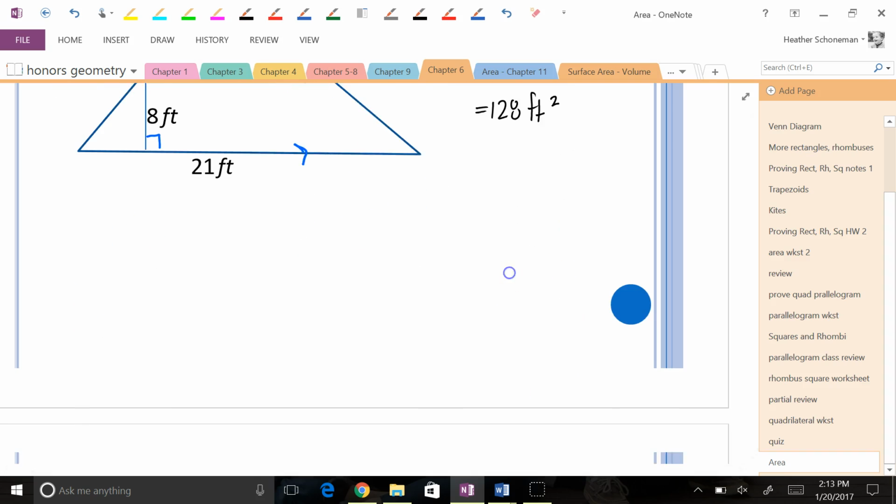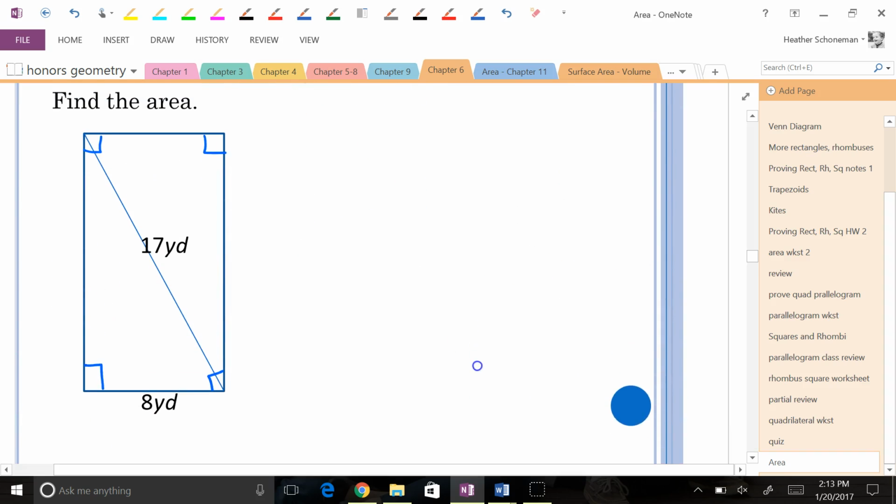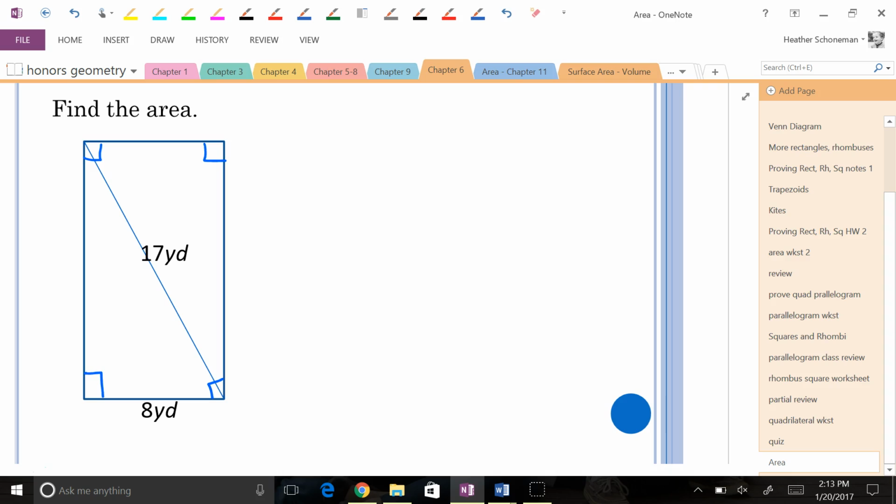Next example, example 5. Oh, you saw one like this first semester. This is a rectangle. We know the area of a rectangle is base times height. The base and the height always form a right angle. So were you given the base and the height? And the answer is no. No, you were not. And we need to find the base and the height.